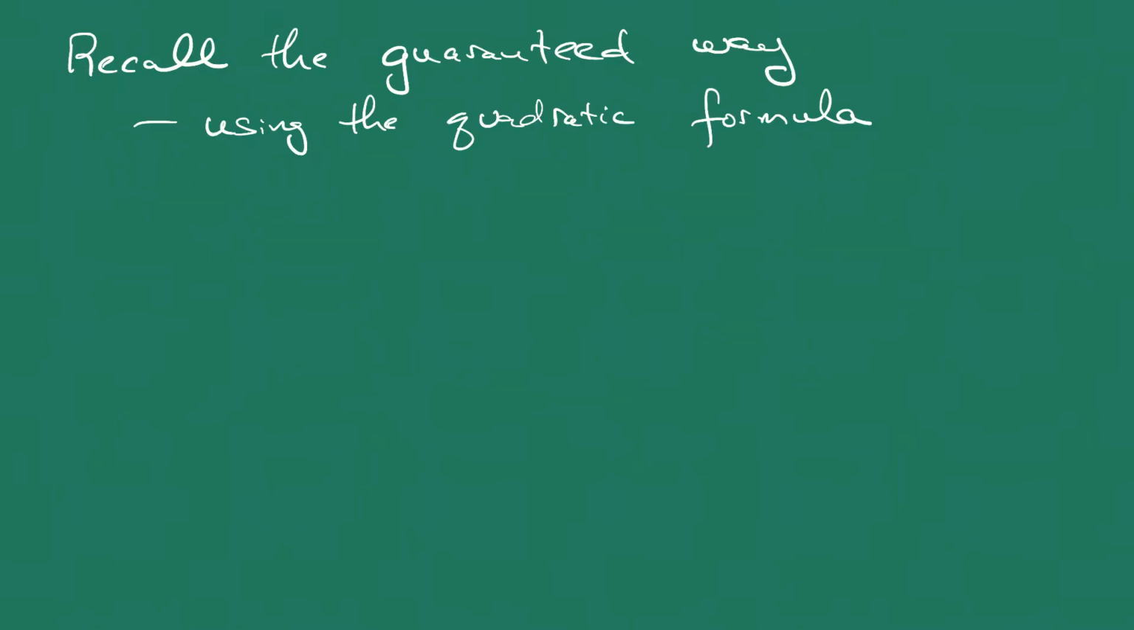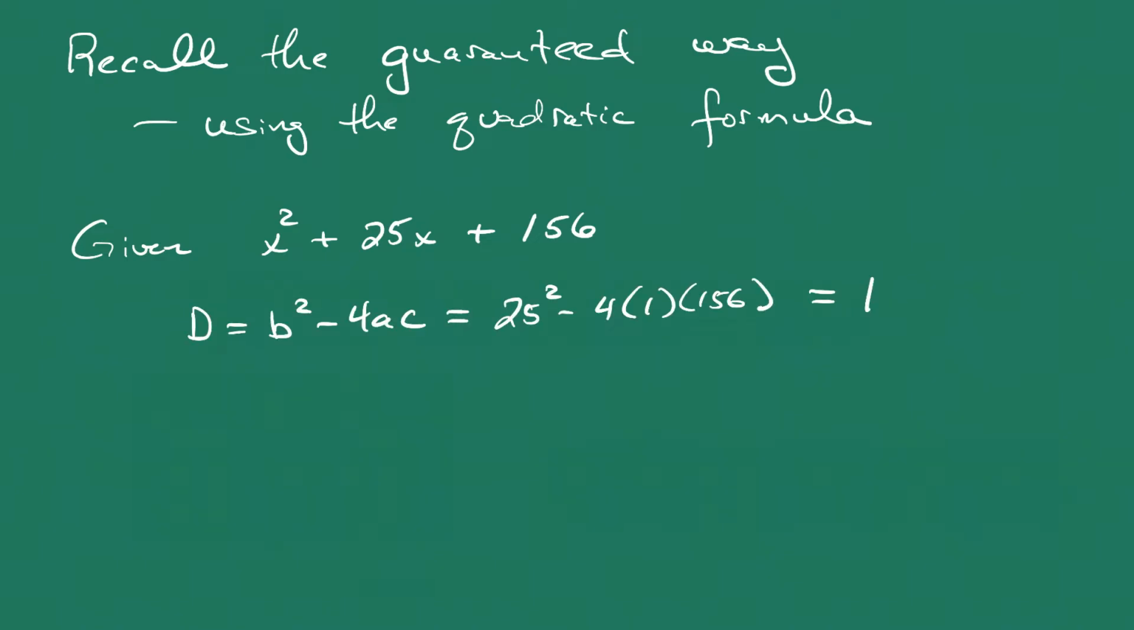So we'll start out recalling the guaranteed way that will work, and that is using our quadratic formula. Suppose we're given a quadratic x squared plus 25x plus 156, and we're asked to factor it. Our first step is going to be to compute the discriminant. Our discriminant then is b squared minus 4ac. So in this case, it's 25 squared minus 4 times 1 times 156, which just gives us a discriminant of 1.